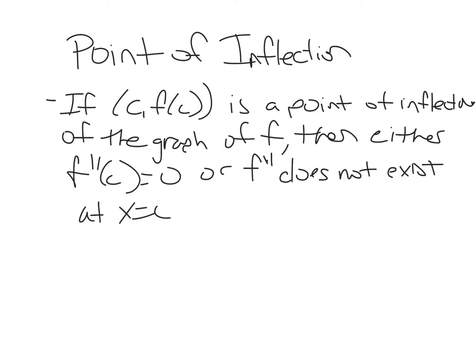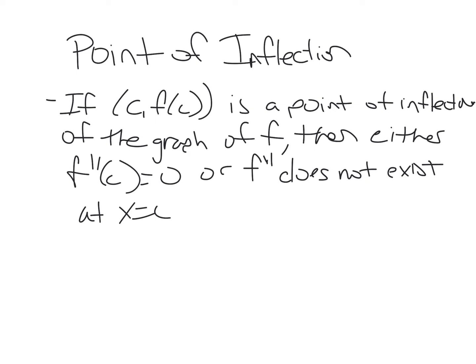Alright, a point of inflection. A point of inflection is basically whenever it changes from concave up to concave down, or vice versa. When we find these points of inflection, whenever you find a second derivative, it's the values that make the second derivative 0 or do not exist.